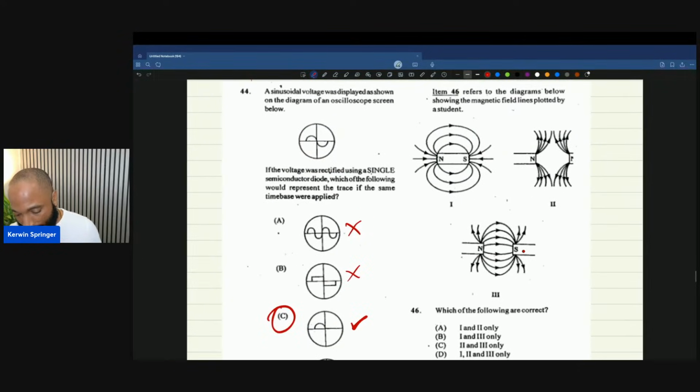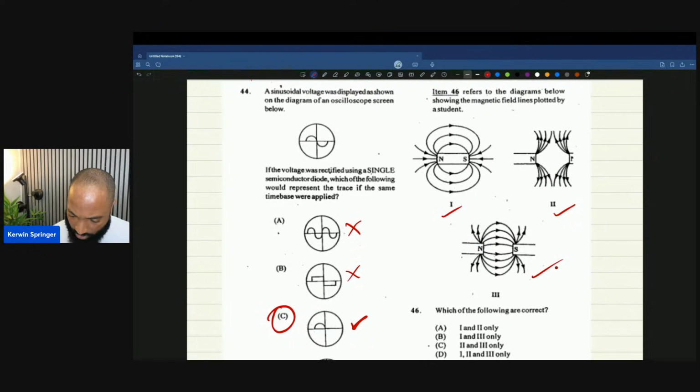Which of the following are correct? North to south, north to north. Everything here looking good to me. North to south. Everything here looking copacetic. Oh, no. I now see something here. What is that?